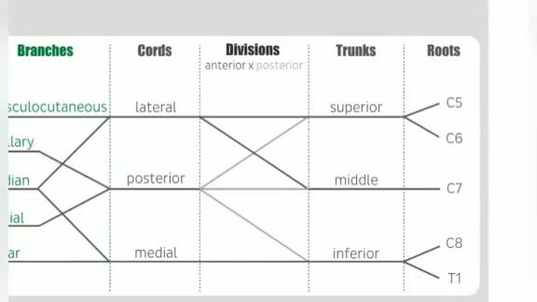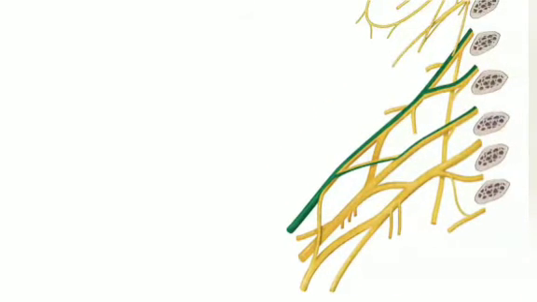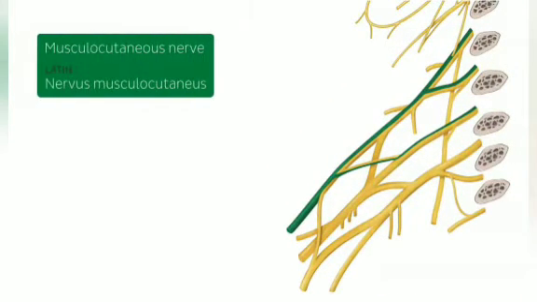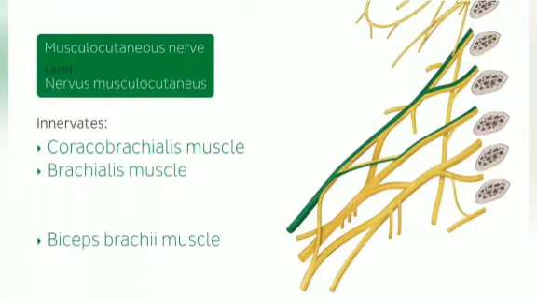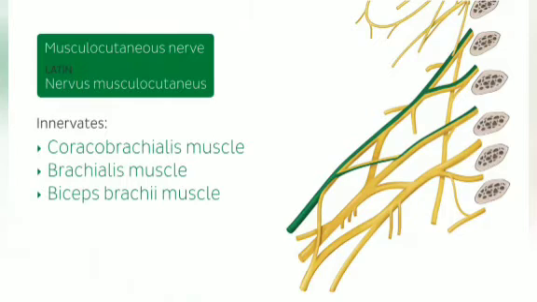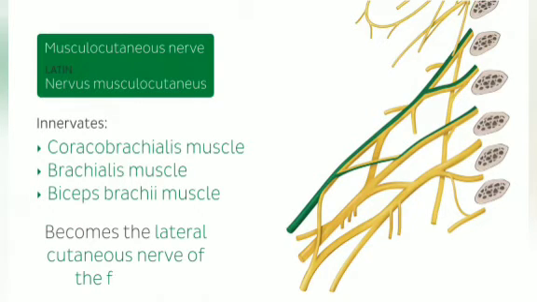So now let's briefly discuss these nerves. The musculocutaneous nerve arises from the lateral cord and therefore contains fibres from the spinal roots C5, C6, and C7. It innervates the coracobrachialis muscle, the brachialis muscle, and the biceps brachii muscle. It later becomes the lateral cutaneous nerve of the forearm.